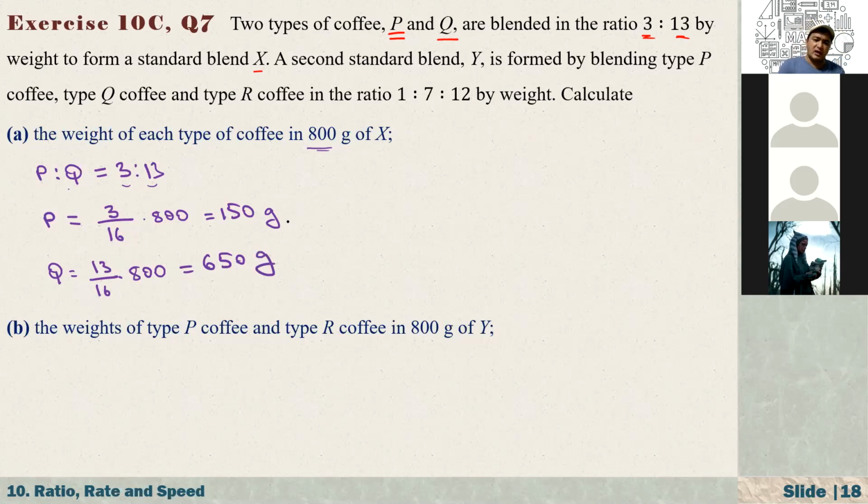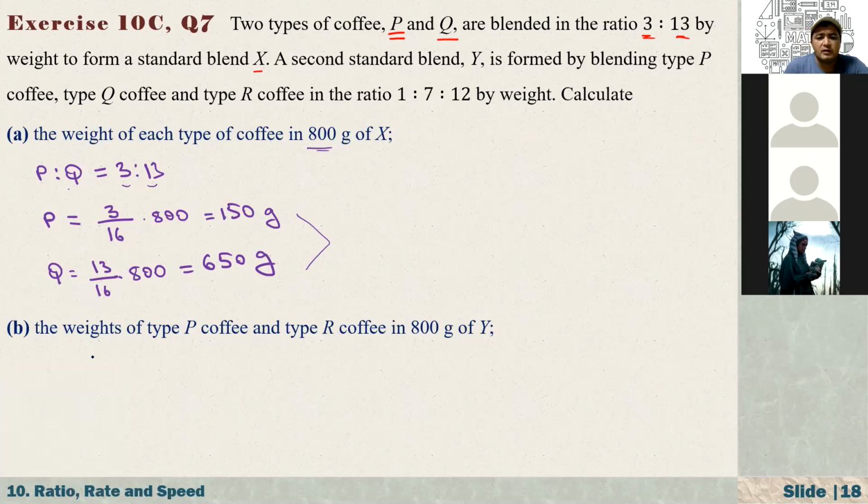So we just added 150 grams of type P and 650 grams of type Q, and together they form type X, which is 800 grams. All right. In a similar way, we can answer the second question.